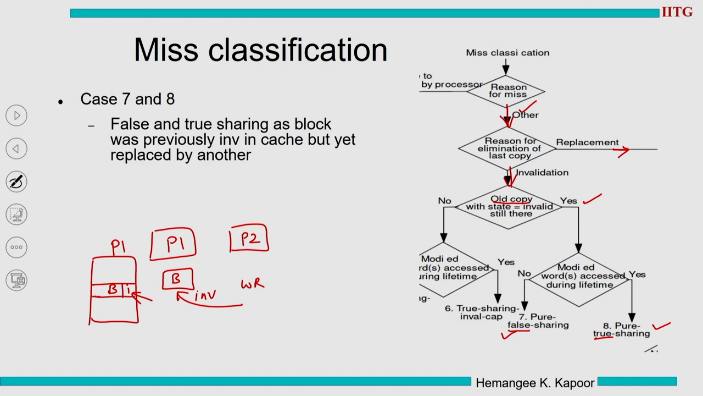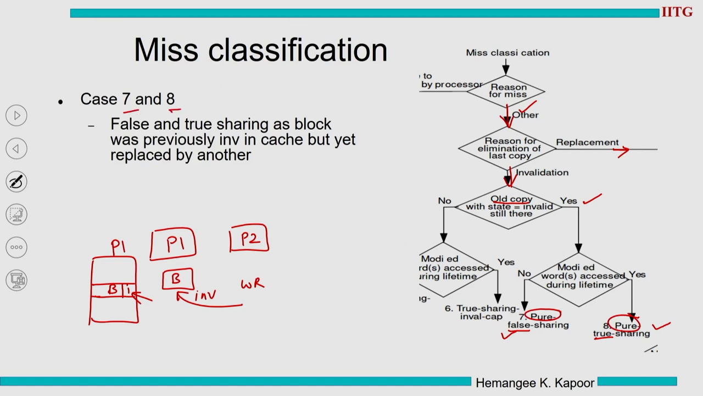P1 still wanted B. P1 had the capacity to keep B, but we had to remove that because P2 wanted to write. Hence, we will not call it a capacity or a conflict miss, but we'll simply say it is a pure miss. It is not a cold miss. It is not a capacity miss. It's not a conflict miss. Okay? So, it's a pure coherence miss.